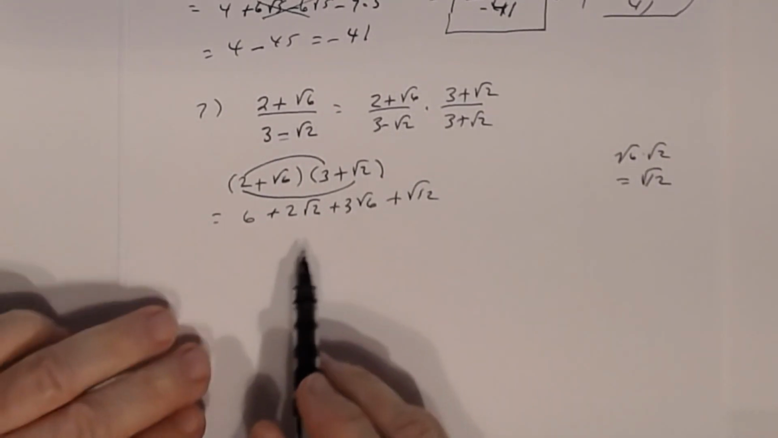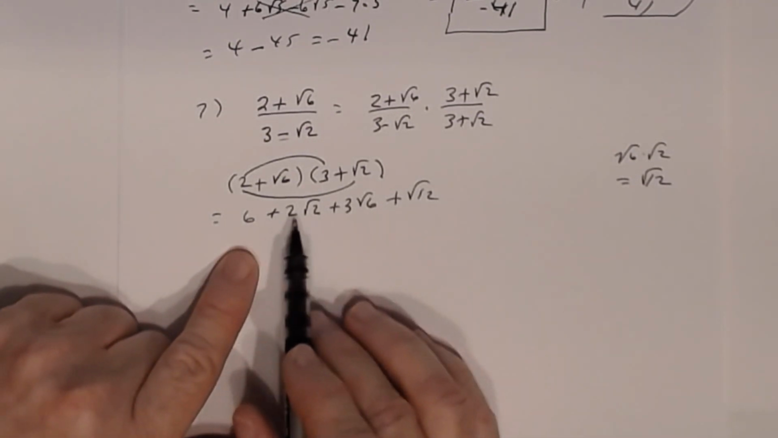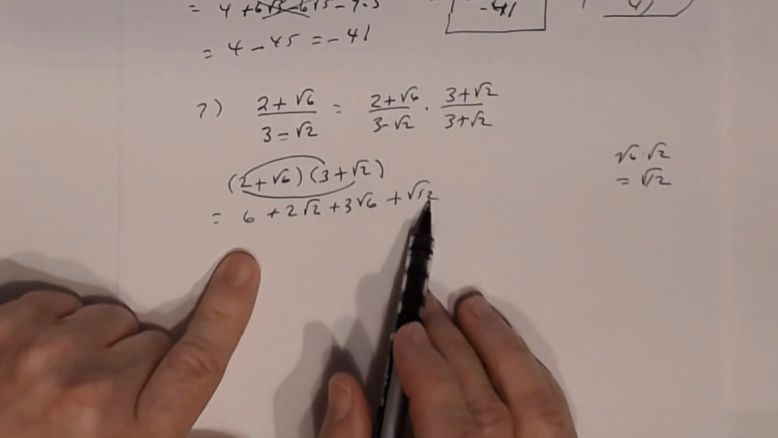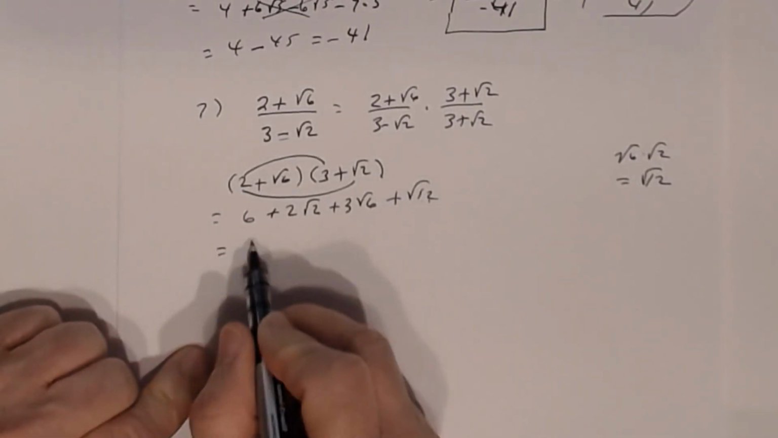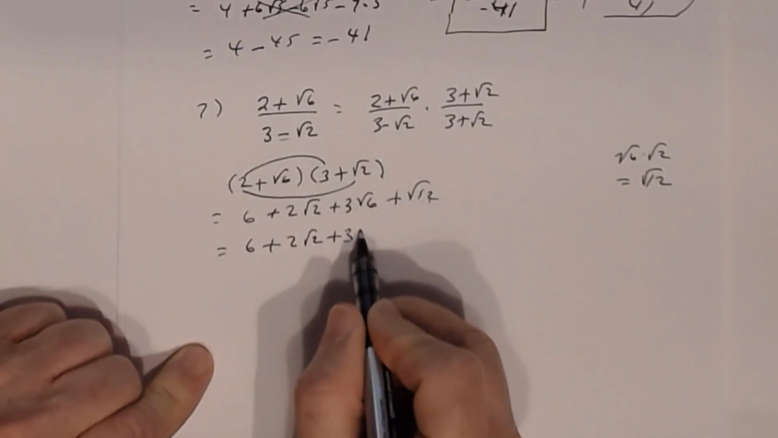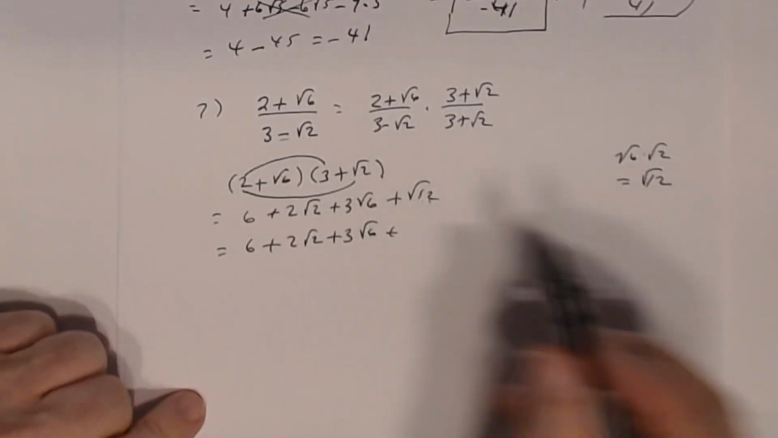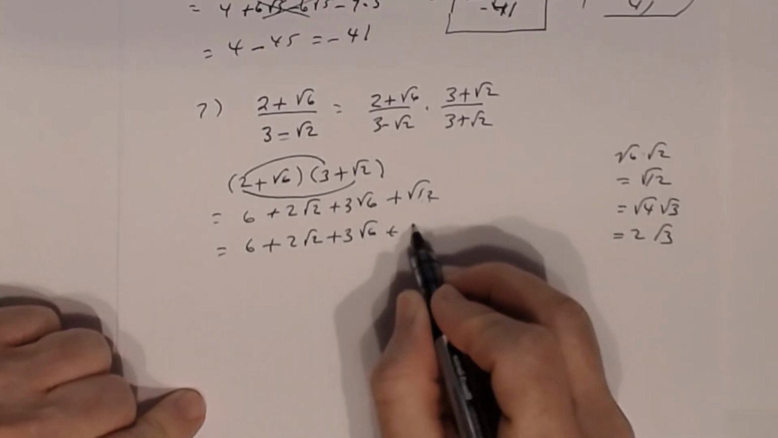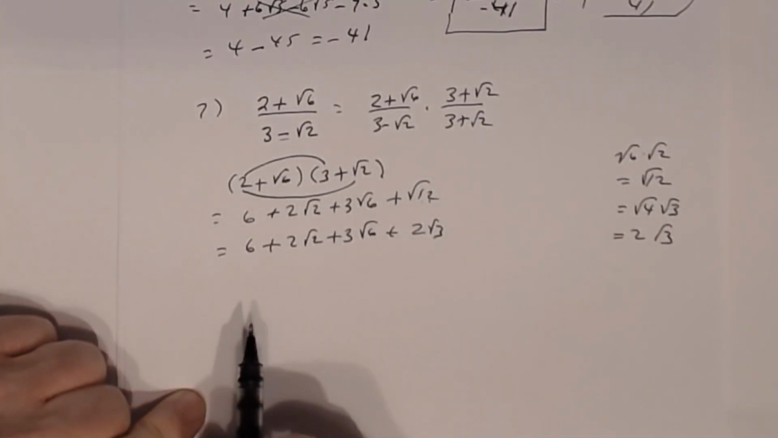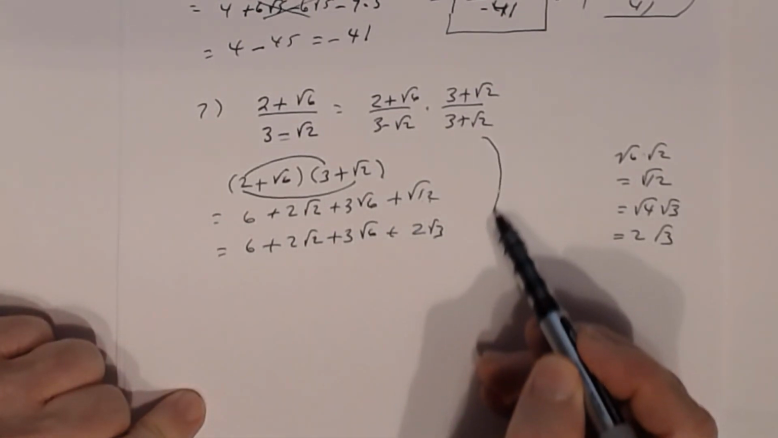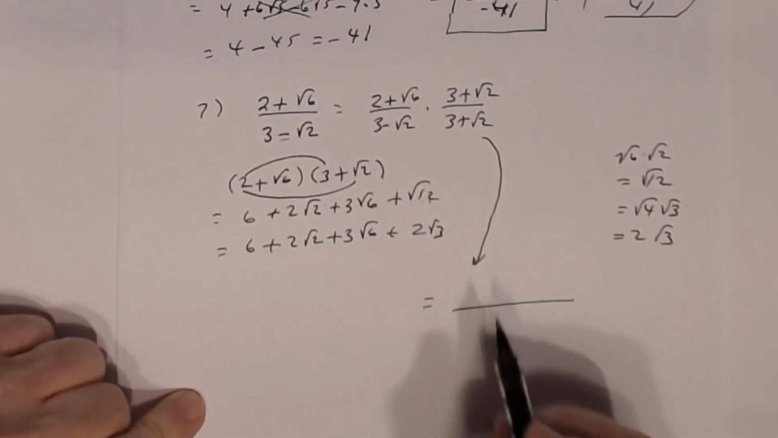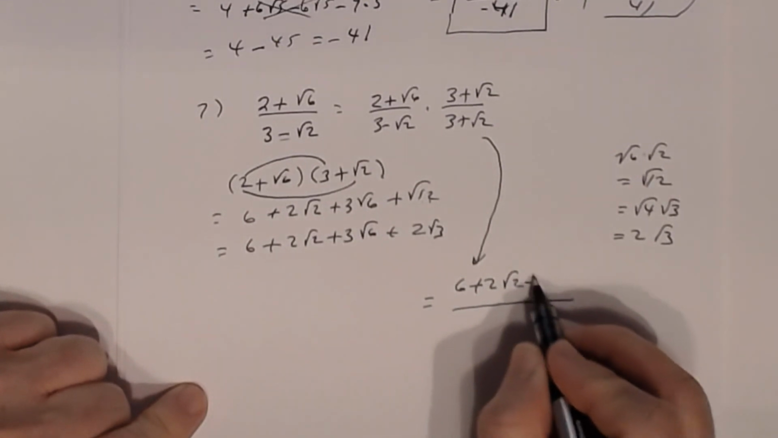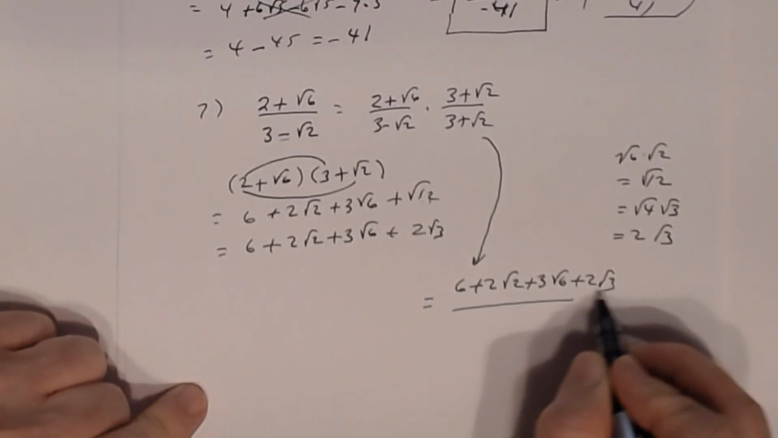All right. Now simplifying what we can. So let's see. These are not like terms because the radicands are different. But I can simplify the square root of 12, and you want to do that. So this is going to become 6 plus 2 square root of 2 plus 3 square root of 6, and this is plus, and remember the square root of 12 is the square root of 4 times the square root of 3, so that's 2 square root of 3. And then notice there are no like terms, so that's going to be your numerator. So your numerator here is going to be all those four terms. You can't combine anything, they're all different. So 6 plus 2 square root of 2 plus 3 square root of 6 plus 2 square root of 3.